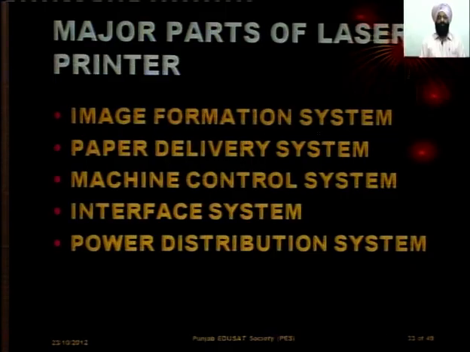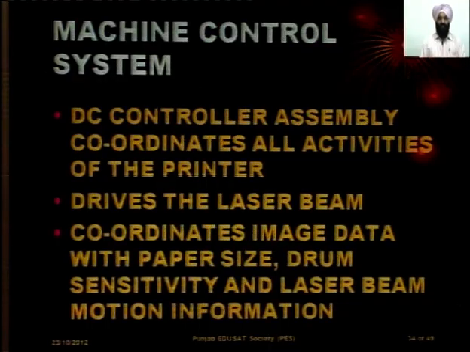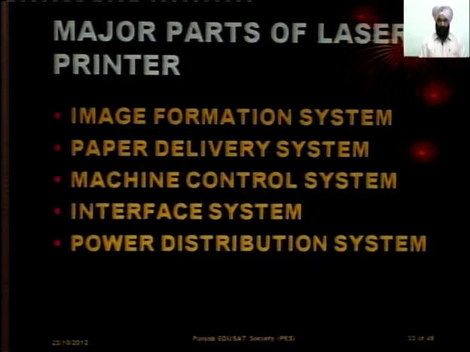The major parts of a laser printer are the image formation system, paper delivery system, machine control system, interface system, and power distribution system. In case of the image formation system, we will discuss later how the laser beam is used to form an image on paper, and how paper is delivered. That system uses some conveyor system.